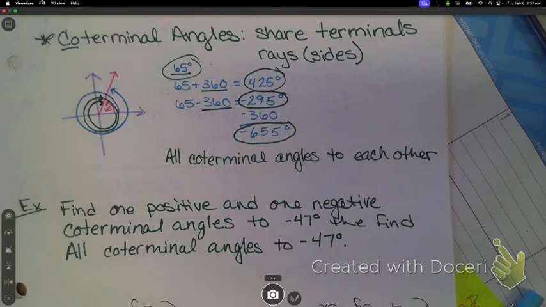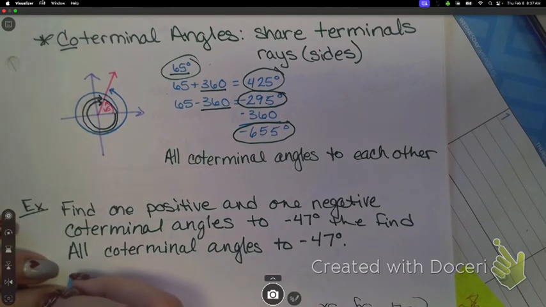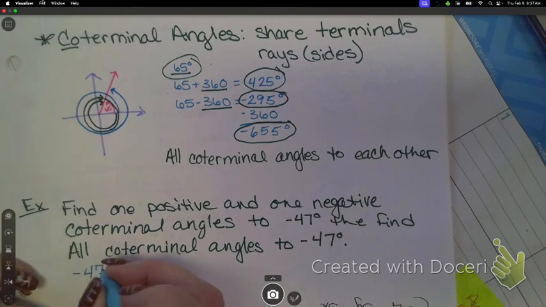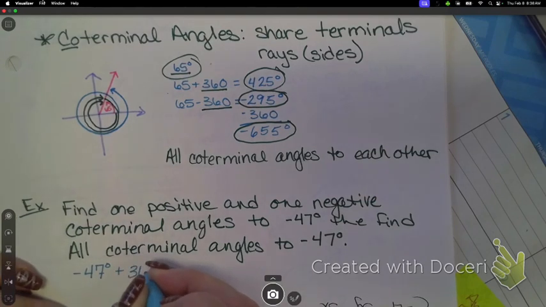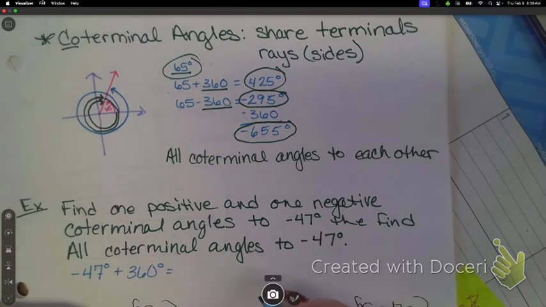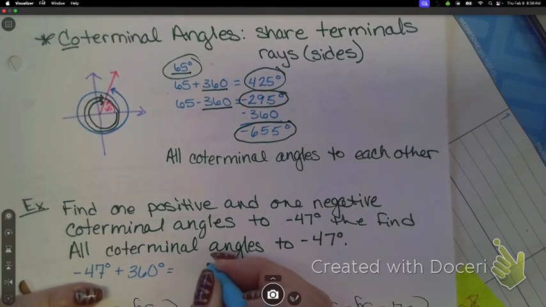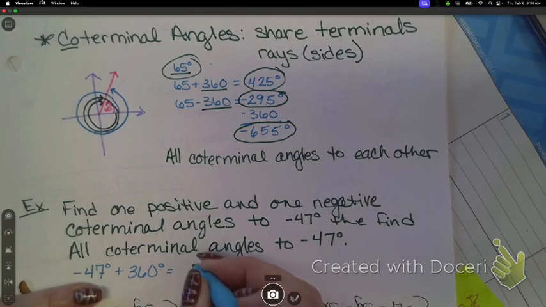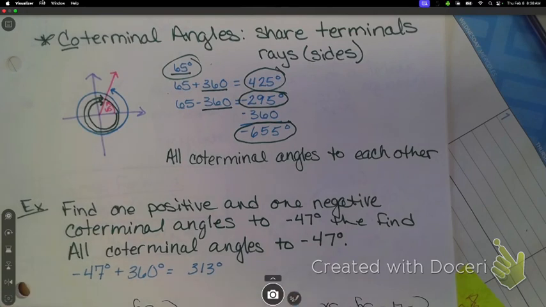When you look at your answers in the back of the book, they will add 360 and then subtract 360. But could you do it more? Yes. Okay. So I have negative 47 degrees. I usually add first, then subtract, but it's up to you. So plus 360 degrees. So what do I get there? 313, not 15. I wrote 313. Okay.